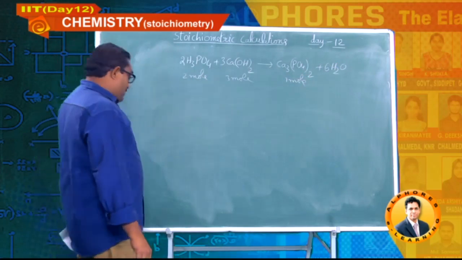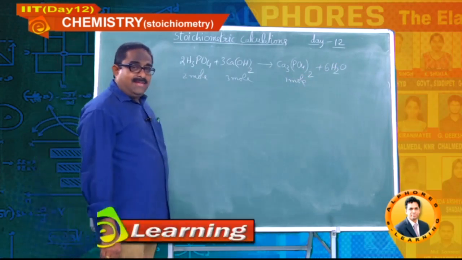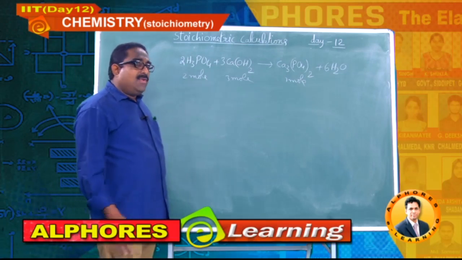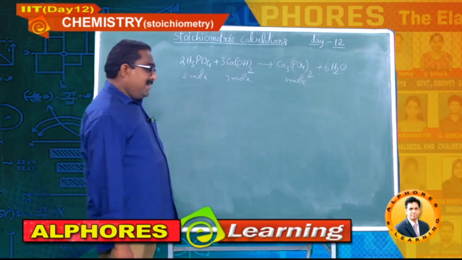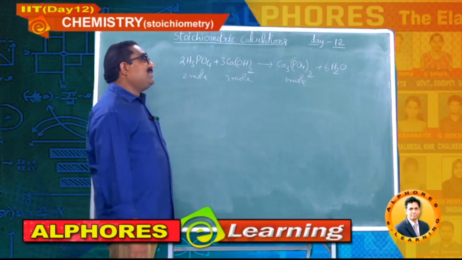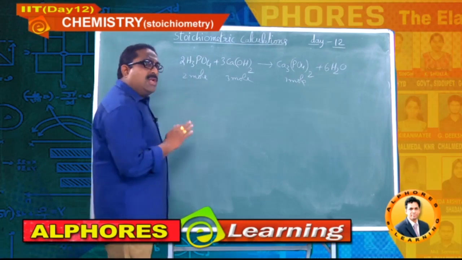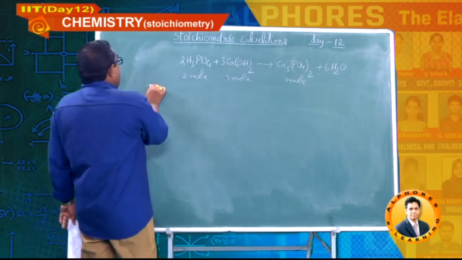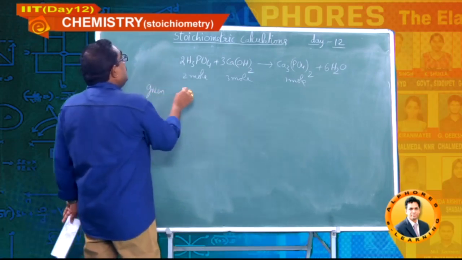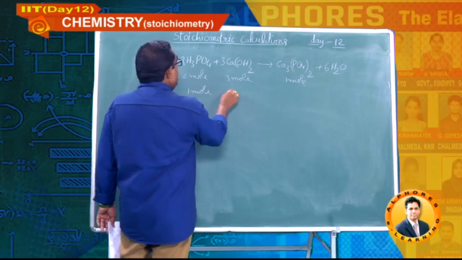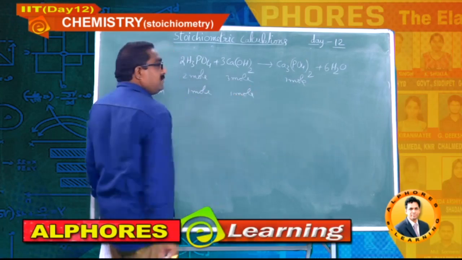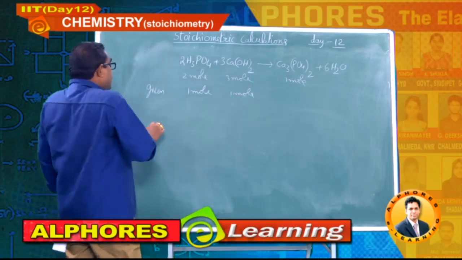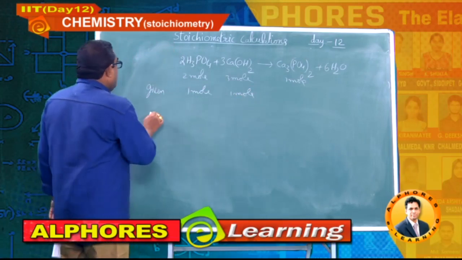Now, I am going to give the technique. So, no need of using the logical approach, but according to me, it is better to always use the logical approach, but the technique is also very easy. You can decide, no problem. Now I am writing given moles: 1 mole, 1 mole.